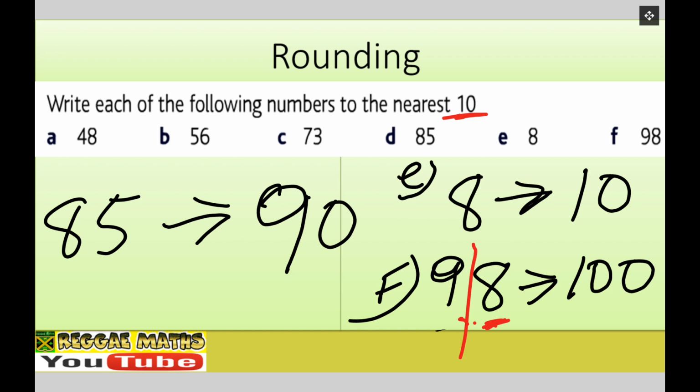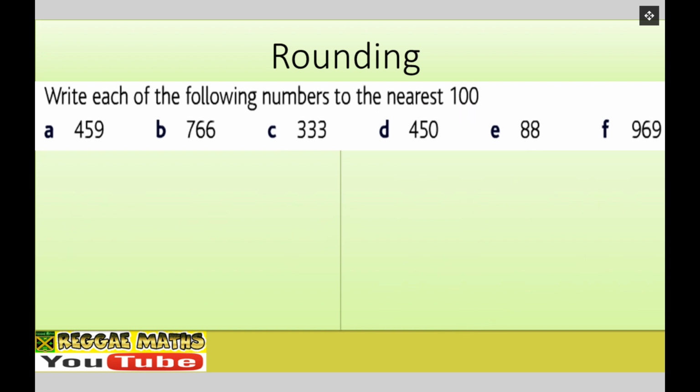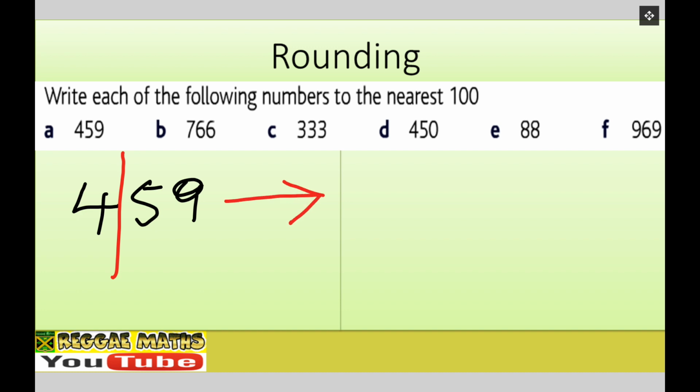Now let's move on to rounding to the nearest 100. So to make the decision, I'm going to look at the 10, and it's going to have an impact on the 100. If we look at the first question here, we got 459. I'm going to draw my line between the 100 and the 10. Now I'm going to look at whether the 10 number is 5 or more. Yes. So now the answer is 500. That's A.